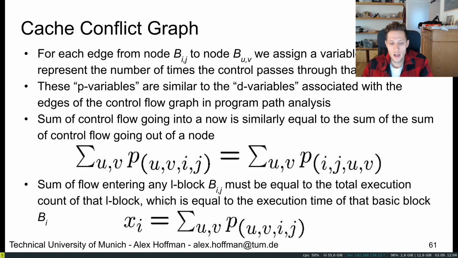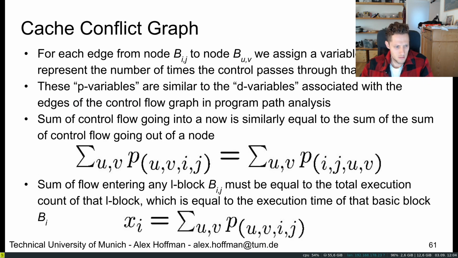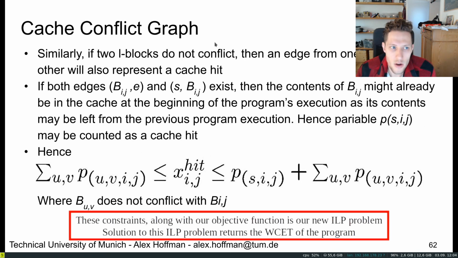I don't really have any examples of writing them, but that's what I just said. And so we can also, for instance, look at how to get our guaranteed cache hits. We can say that if two L blocks do not conflict, then an edge from one node to the other might represent a cache hit.